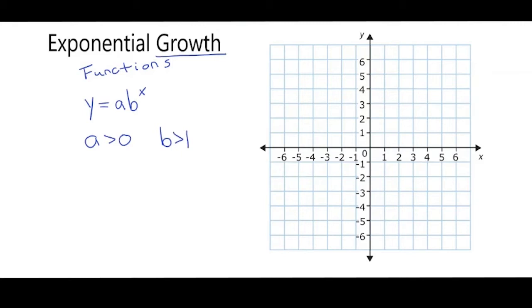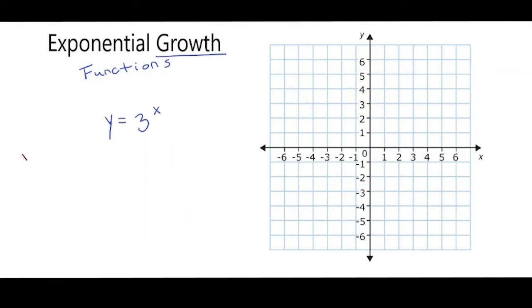It looks a little something like this. If I have y equals 3 to the x power, notice that here my b is 3 and a is 1, because y equals 1 times 3 to the x power. So this satisfies this requirement. Since a is greater than 0 because 1 is greater than 0, and b is greater than 1 because 3 is greater than 1, this is an exponential growth function.